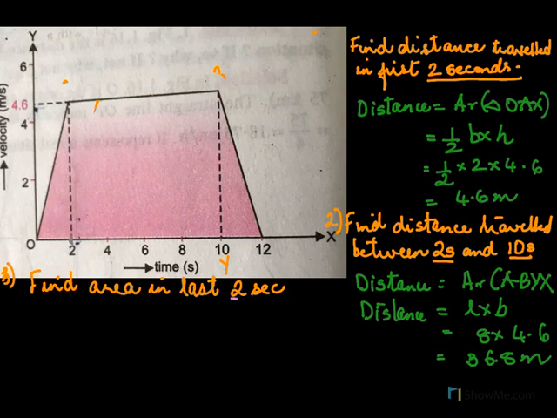Next, find the area in the last 2 seconds. So for the last 2 seconds, this is the 10th second, and here it is the 12th second. So this line gives us the motion in the last 2 seconds. So the area will give us the distance covered. This is the area in the last 2 seconds.